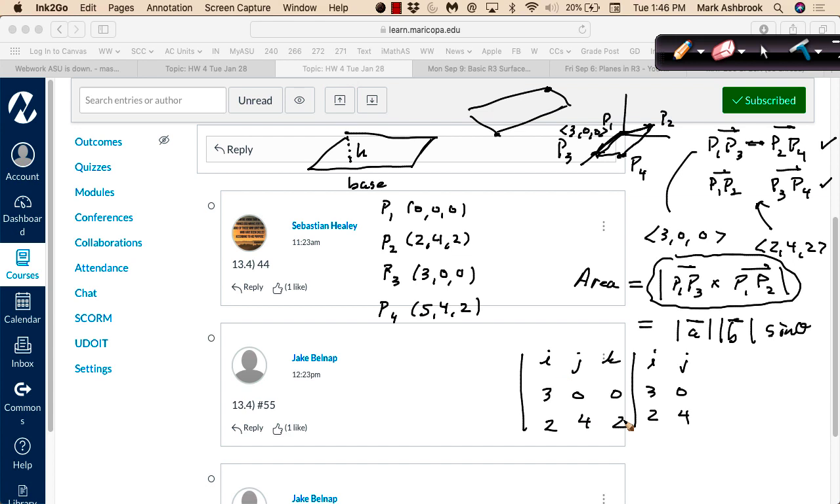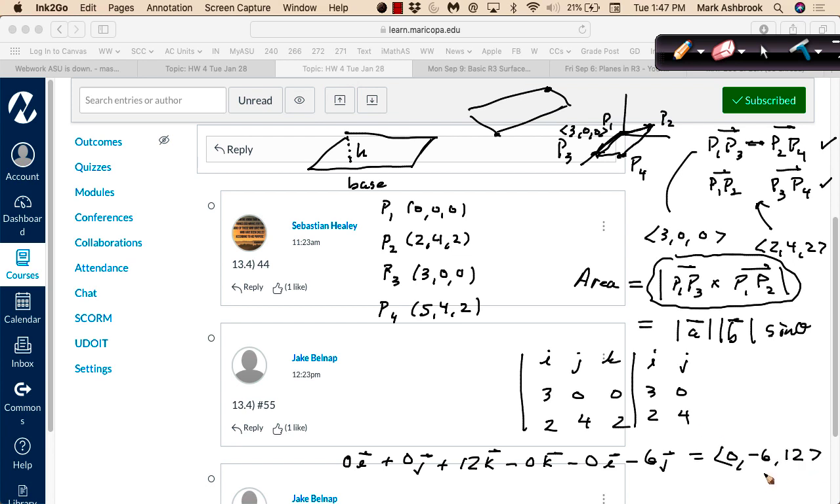So that's going to be 0i, 0j, 12k, minus 0k, 0i, minus 6j. The vector is, thank you, 0, negative 6, 12. The magnitude will be the area of that parallelogram.